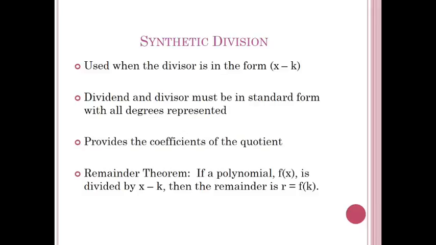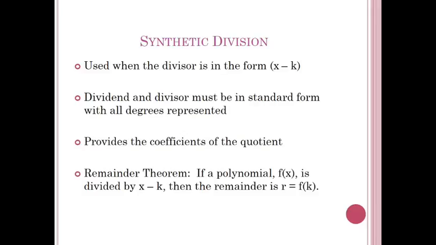It has to be in the form of a factor x minus k, the divisor, the denominator. So in other words, you have to have just an x to the first. If there's an x squared or an x cubed in the denominator, you have to use long division. You don't have any choice. So the dividend and the divisor, again, are in standard form, all degrees represented. This time you only use the numbers in front of the x's. You don't use the x's.